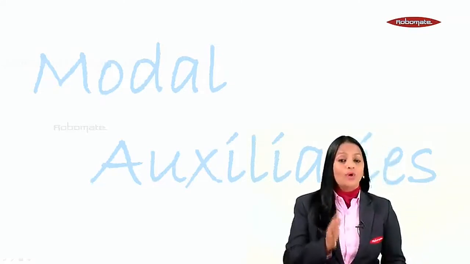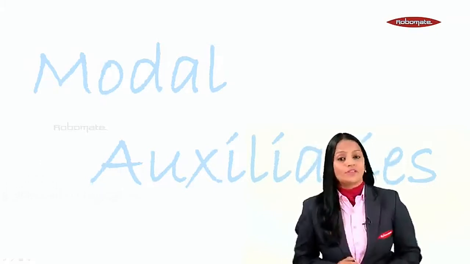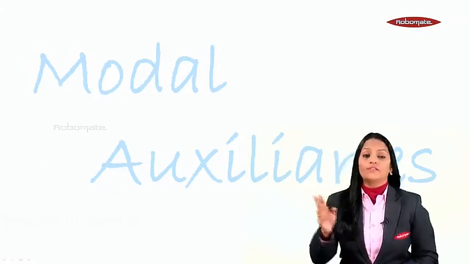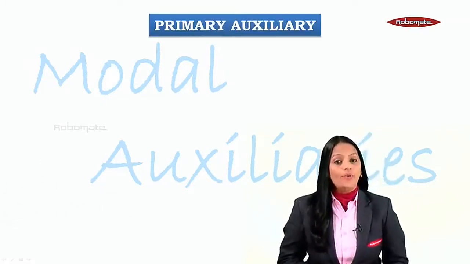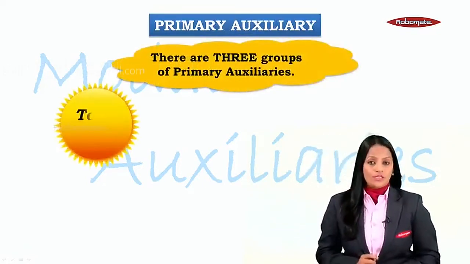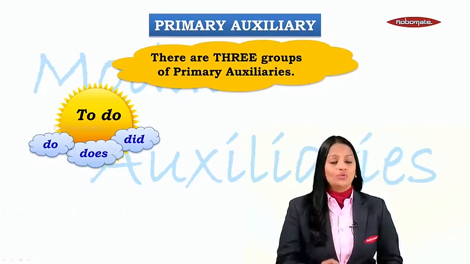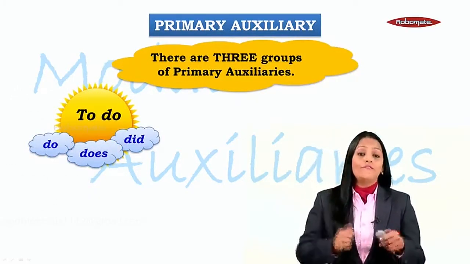So what do we see? That modal auxiliaries and primary auxiliaries are the two types of auxiliary verbs, and for primary auxiliary we've seen three features. Now we'll go on to see the three types of primary auxiliaries. Okay, three examples of primary auxiliary verbs. To do, that is the root verb. And what are the forms?